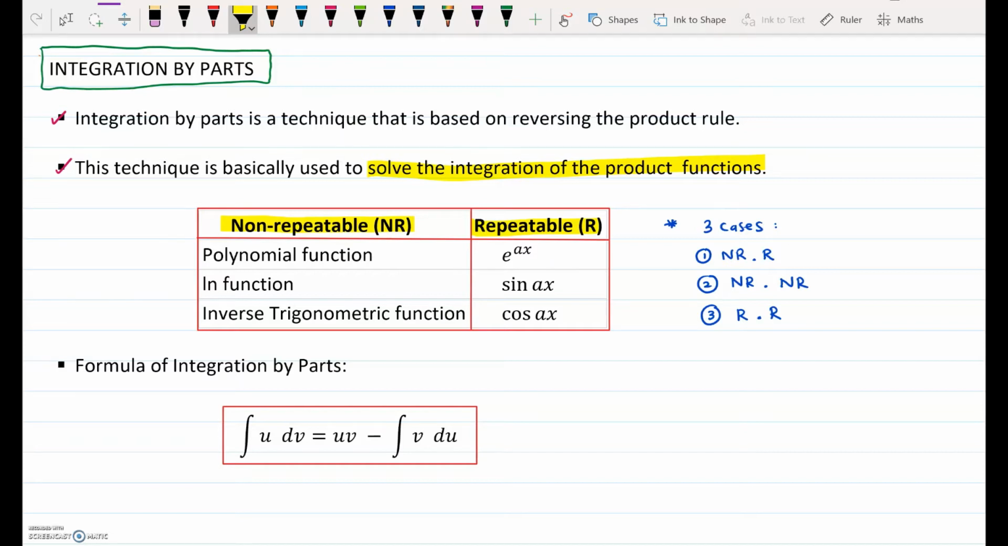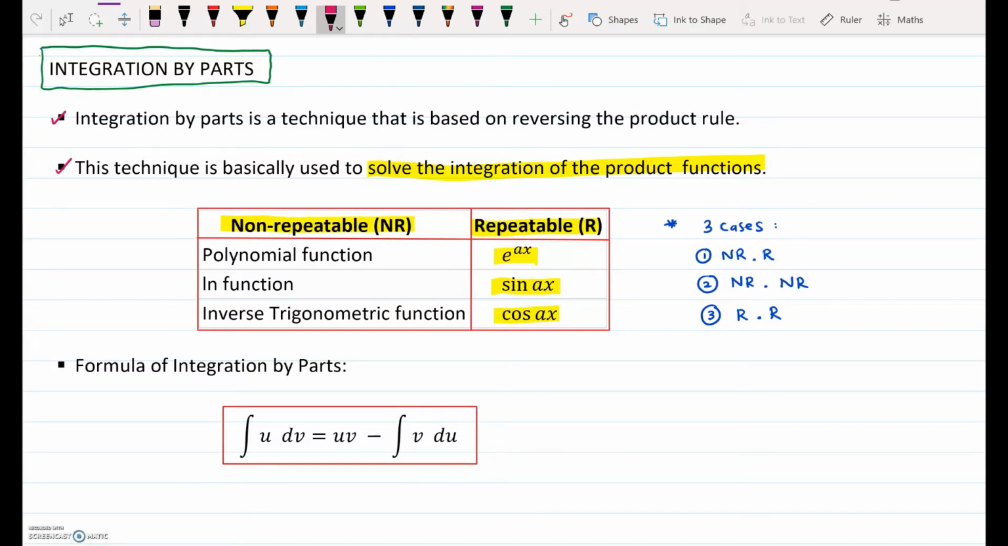Let's start with the repeatable functions first. Repeatable functions are functions that give similar terms when we differentiate or integrate. These are the three repeatable functions involved in this topic: e to the power of ax, sine ax, and cos ax. They are called repeatable functions because when we differentiate or integrate, we get similar terms.